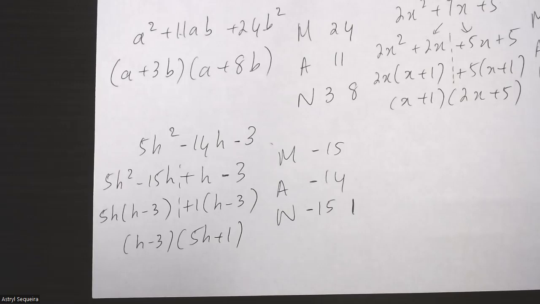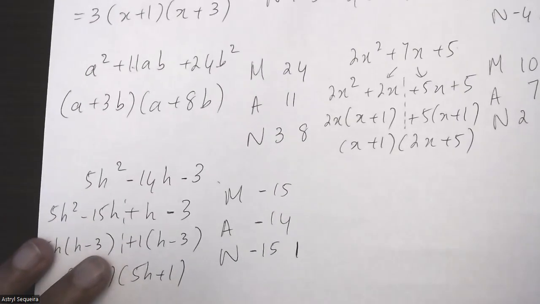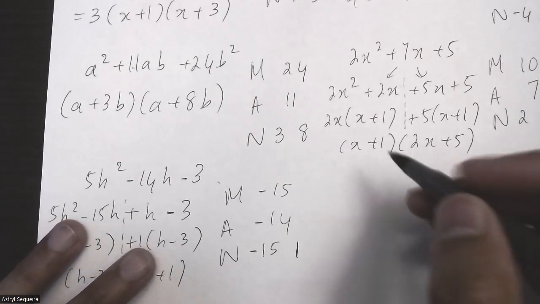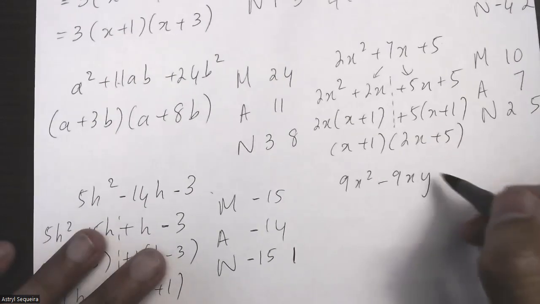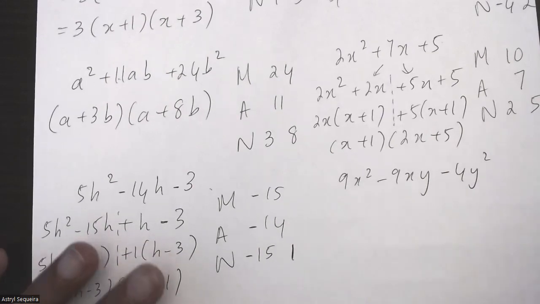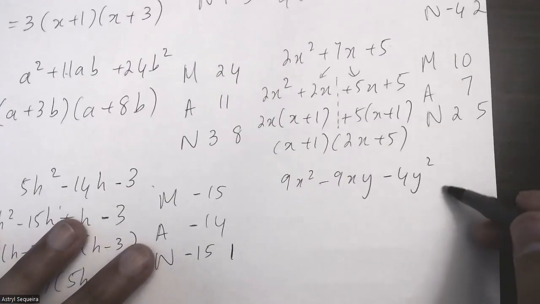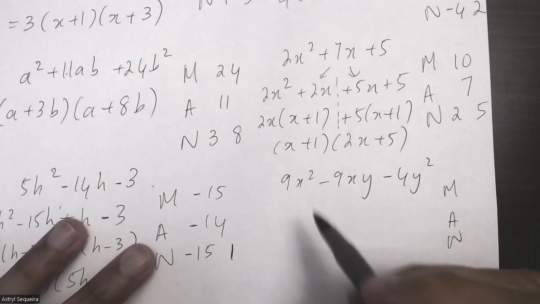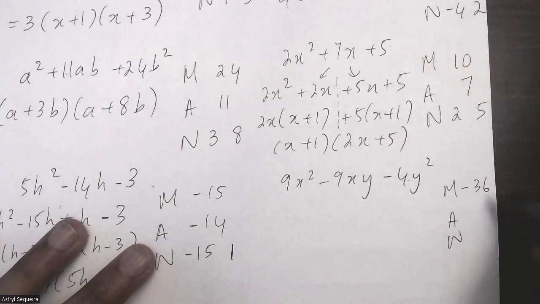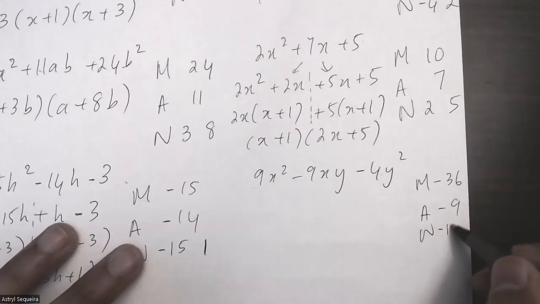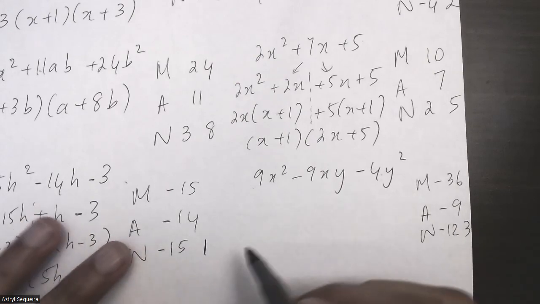Now, again, we can get the same type of question, but we can get it with two letters. But again, it's the exact same process. So let's do this question over here. 9x squared minus 9xy minus 4y squared. So let's do our method. There's no common factor over here. So 9 times 4 is -36. A is -9. So my numbers are -12 and +3.